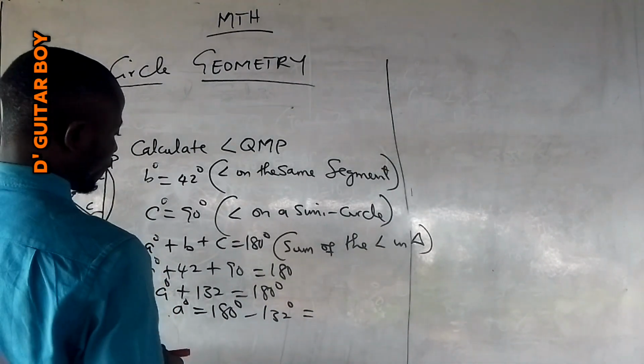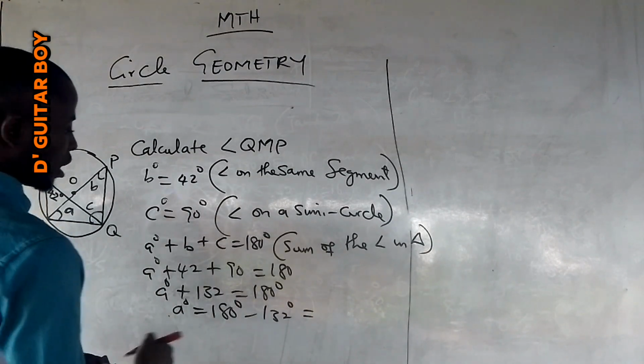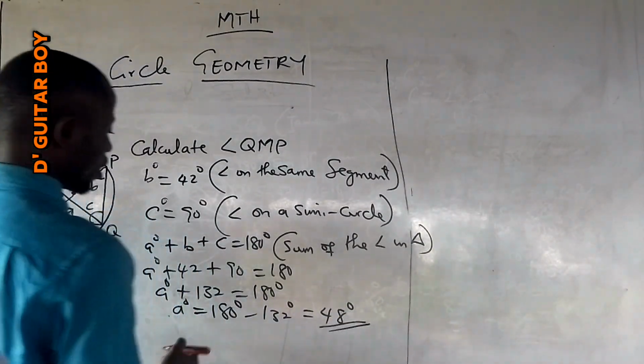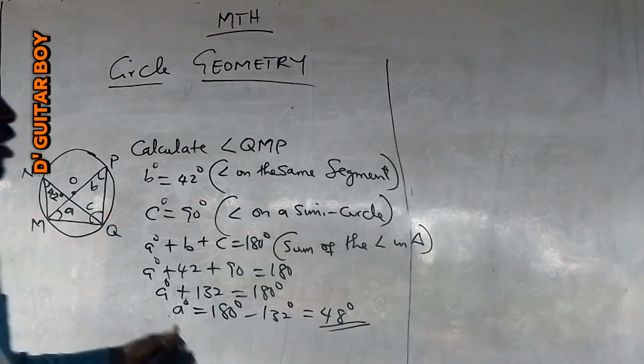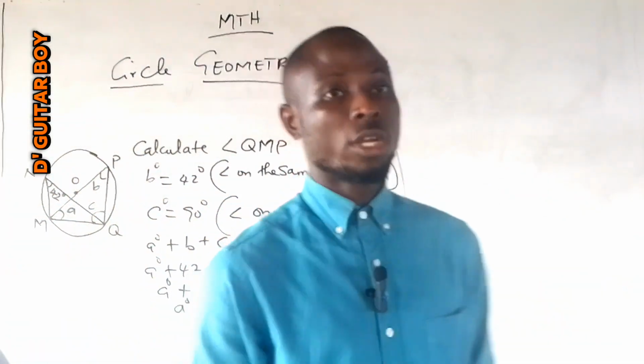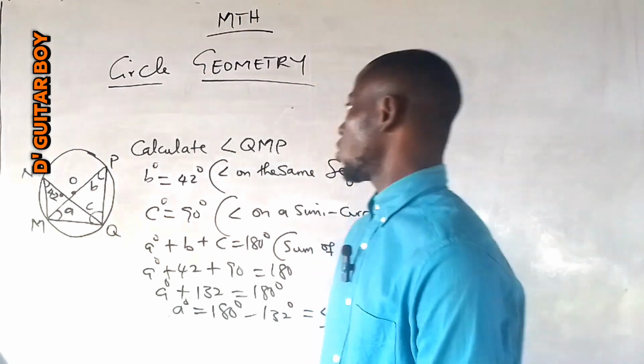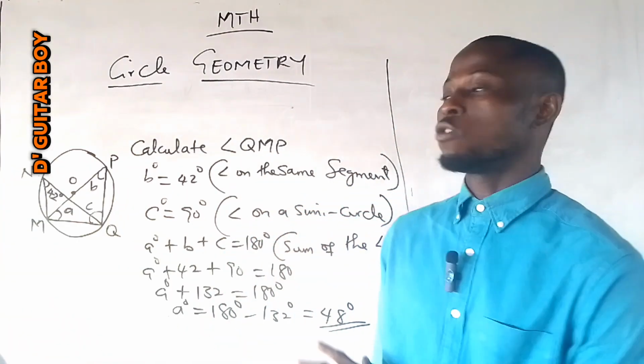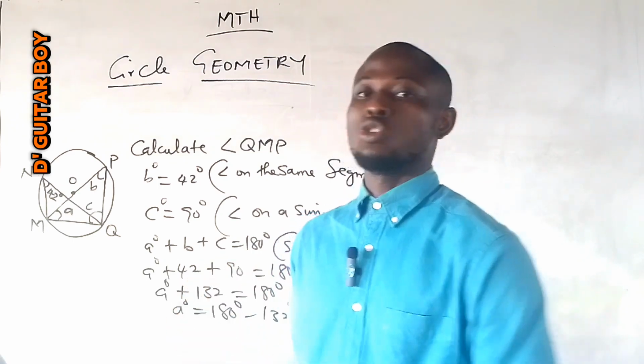That's 48 degrees. So A is equal to 48 degrees. This is the answer to the question. So we have solved the number 2 example. There are about 4 examples remaining before we round off with circle geometry.